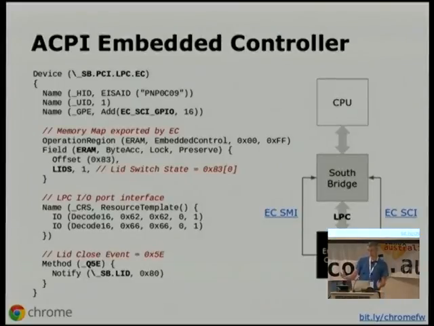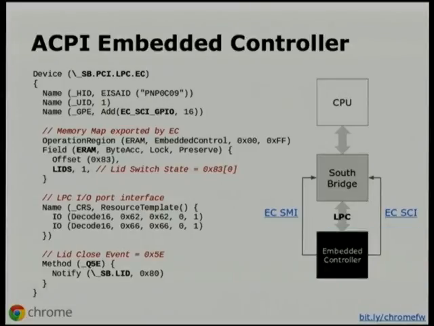So to describe the embedded controller in ACPI, you have to do a little bit more work. This is a very stripped down, simplified version of an embedded controller description. You can find more detailed ones in the coreboot repository for the systems that we've released. The important stuff to mention here: there's a memory map that the embedded controller exports that's really a way to provide a bunch of state that can then be easily read throughout the rest of ACPI.